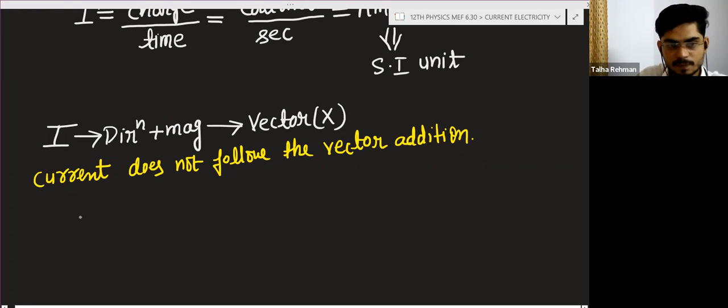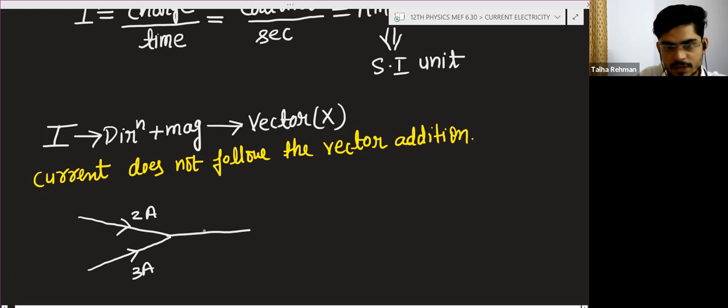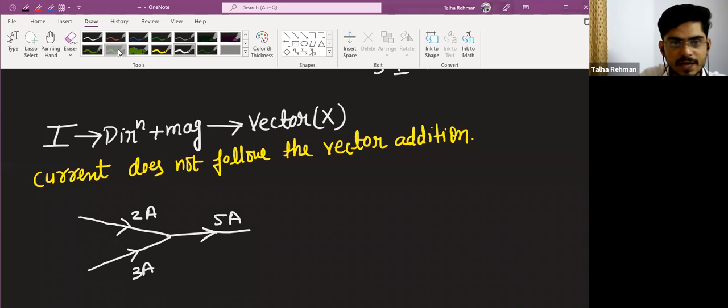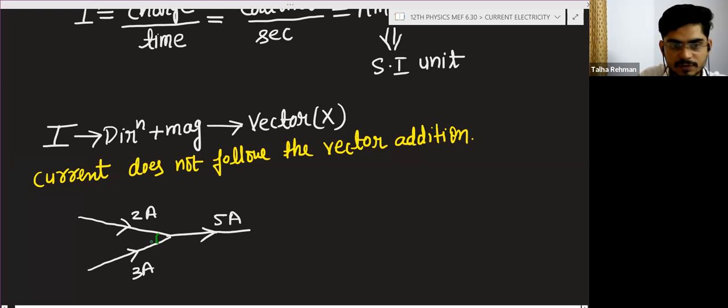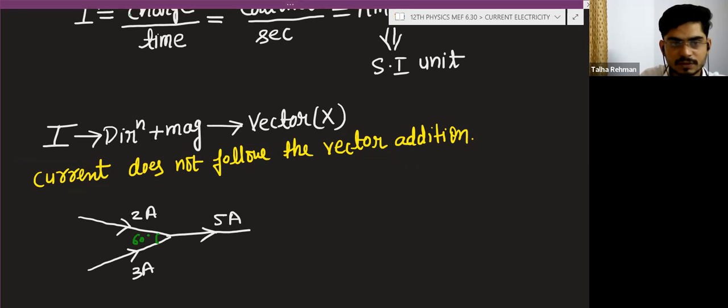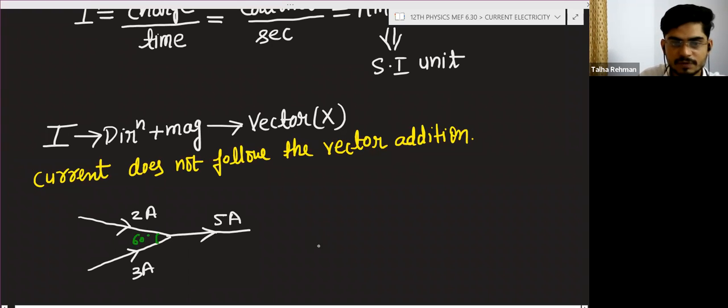Suppose here is the current of 2 ampere. Here is the current of 3 ampere. And we know that here the value of current will be 5 ampere. We will add. And if I am saying that the angle between these two currents, direction of currents, is 60 degree. Then answer is 5 ampere.